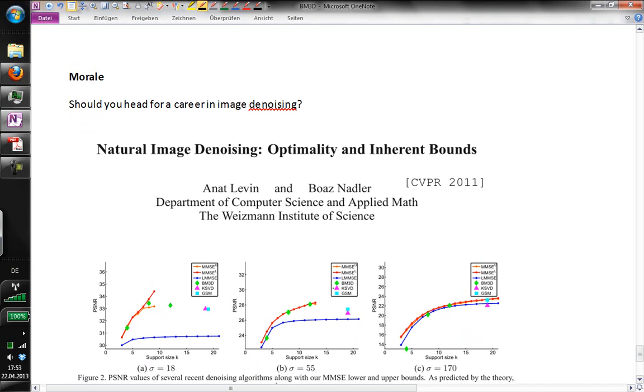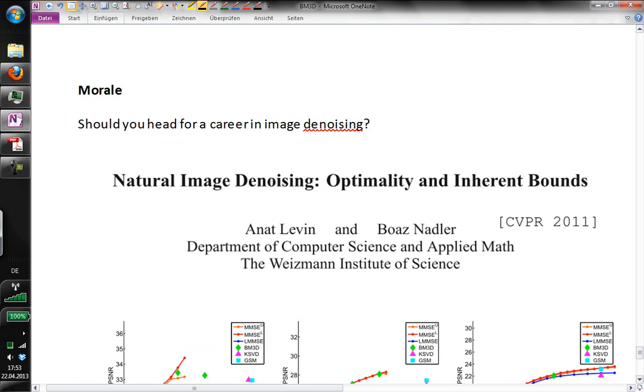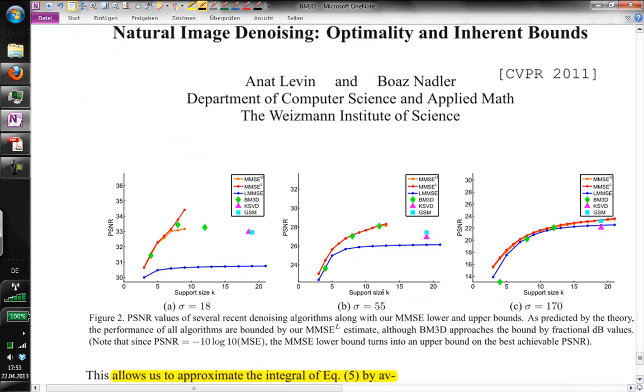The red line is an upper bound and the blue line is a lower bound of the achievable performance as a function of the patch window size that you are going to look at. And you see that BM3D, the green dots, is really, really close to this upper limit, which probably also explains why these other algorithms, if they manage to be better at all, do so only by fractions of a decibel.